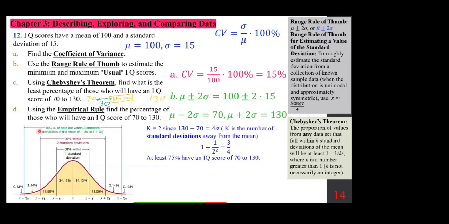99.7%. To answer this question, using the empirical rule, find the percentage of those who will have an IQ score of 70 to 130, we have already established it corresponds to how many standard deviations?